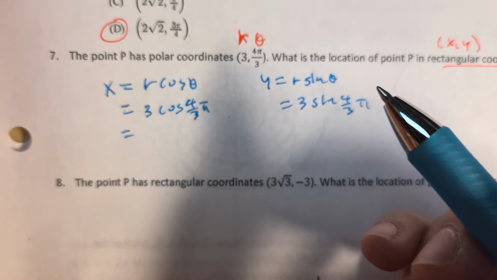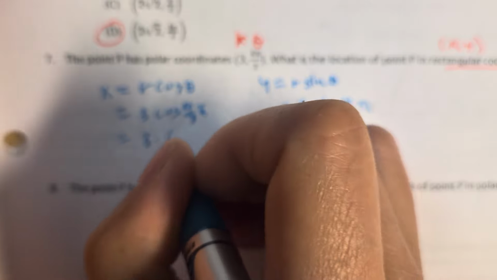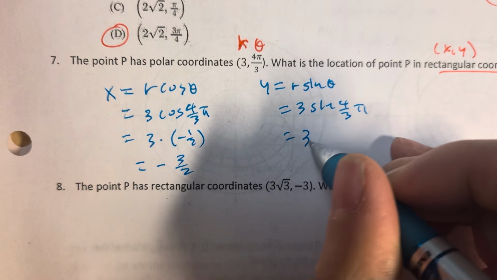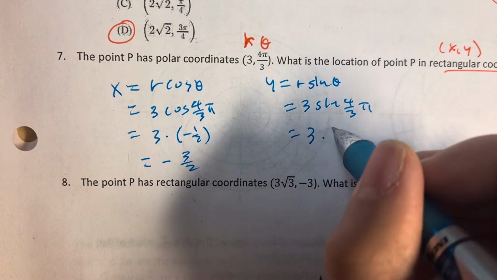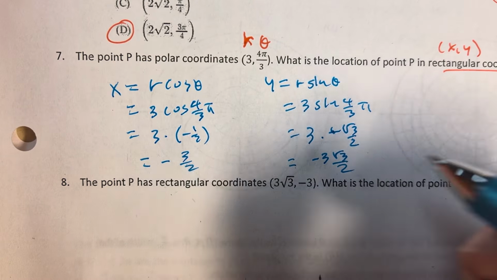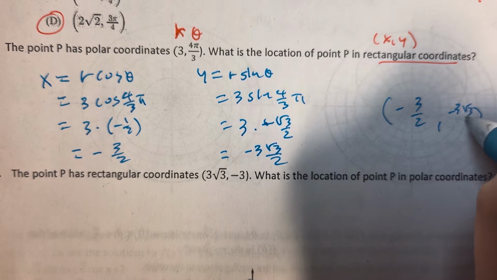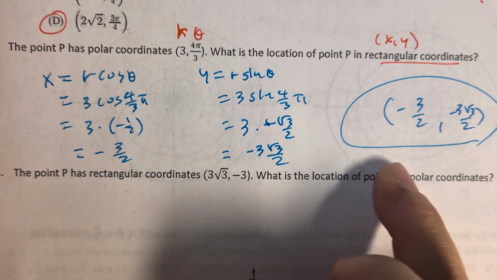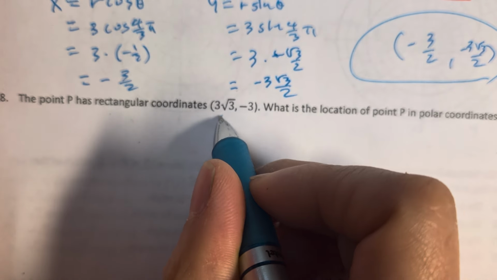Cosine of 4/3 of a pi. Let's see. Third quadrant, x value, -1/2. So that's -3/2. Sine of 4/3 theta. Third quadrant, y value, negative square root of 3 over 2. So it's going to be -3 square root of 3 over 2. So x comma y, because that's your x, that's your y. Okay, the rectangular coordinate, that's your x, that's your y.